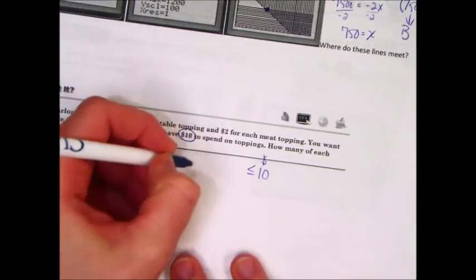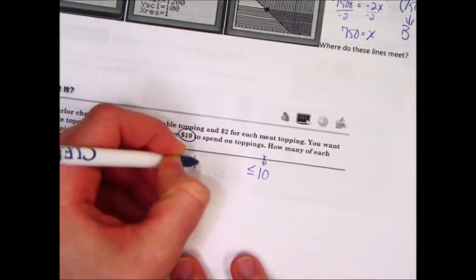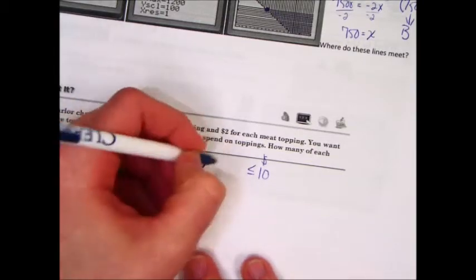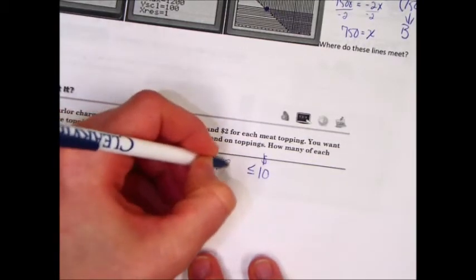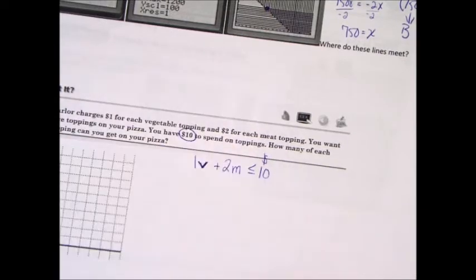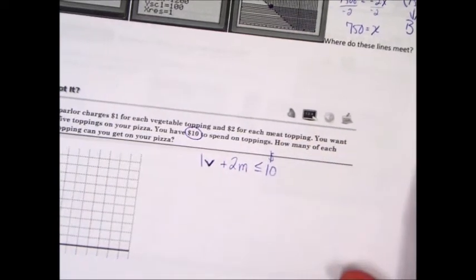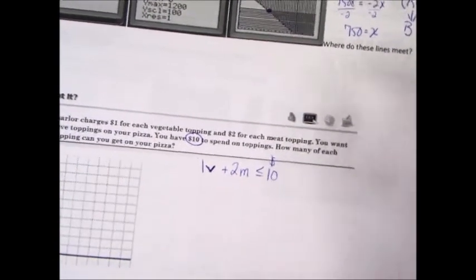I see that I have $1 for every vegetable and $2 for every meat topping. I have my first inequality that I can graph. We need to figure out which one we want to be the x and y axis. We'll talk about that in a minute.